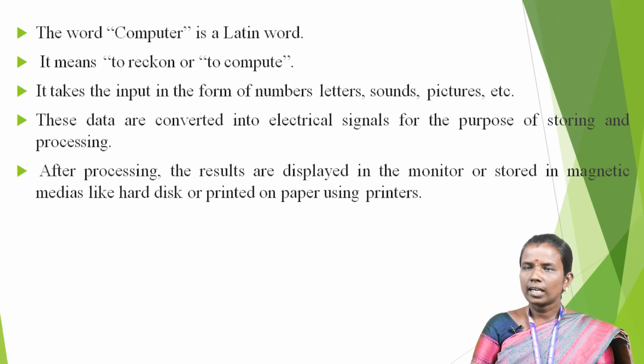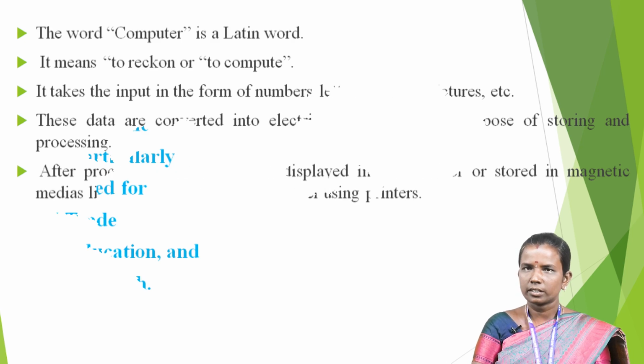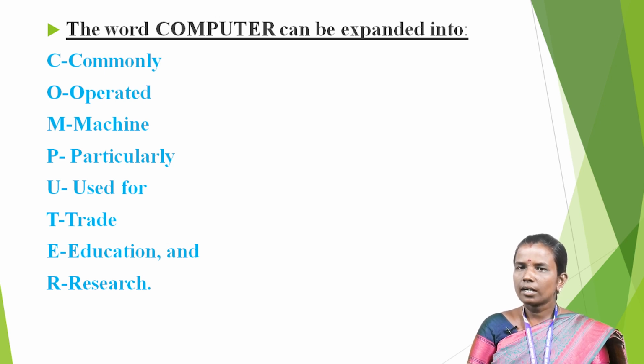And the word computer is a Latin word. It means to reckon. Reckon means to compute. It takes the input in the forms of numbers, letters, sound, pictures, etc. These data are converted into electrical signals for the purpose of storing and processing. After processing, the results are displayed in the monitor or stored in magnetic media like hard disks or printed on paper using printers. The word computer can be expanded into C for commonly, O for operated, M for machine, P for particularly, U for used for, T for trade, E education, and R for research.